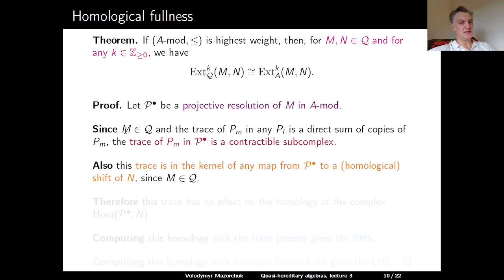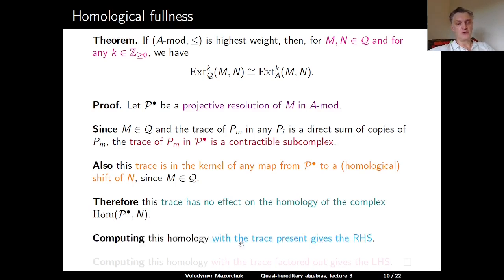And also, this trace is in the kernel of any map from any position in our complex P to any homological shift of N, because now the module N is in Q. Since N is in Q, Pm doesn't map to N, because N doesn't have Lm as a simple subquotient. Great. But then this means that this trace has no effect on the homology of the complex, which you get when you take the homomorphisms from our complex P dot to N.